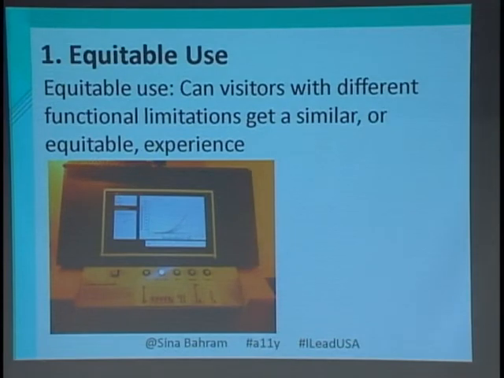So we're going to go over these 7 principles. So equitable use. This is principle 1, equitable use. Can users with different functional limitations and abilities get an equitable experience, right? So it's not always the same experience, but obviously, if they can't see, it's not going to be the identical experience, but can they get an equitable one? And that's sometimes hard to define. It involves creativity. It involves thinking about your audience, and involving your audience, and actually getting folks with disabilities to test whatever you're making.